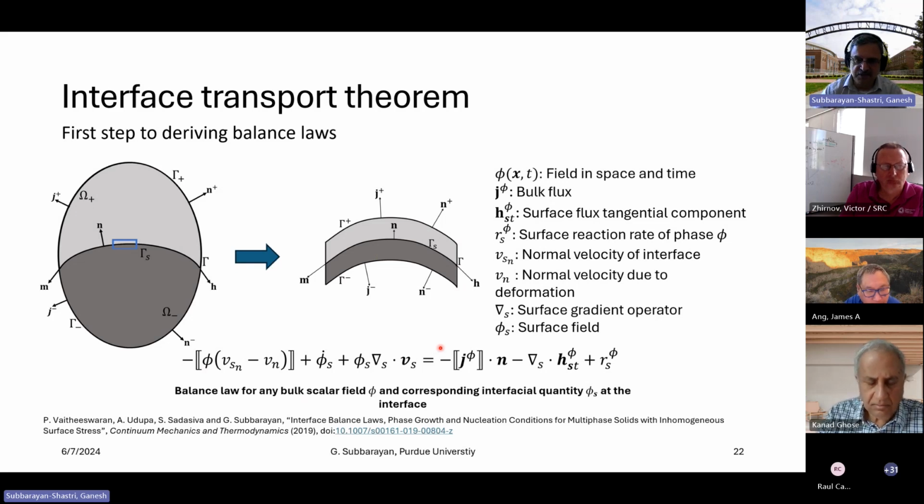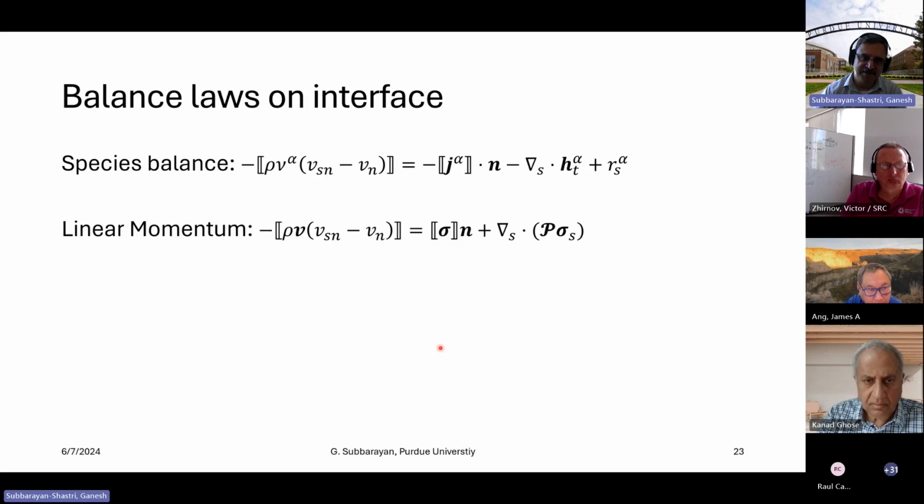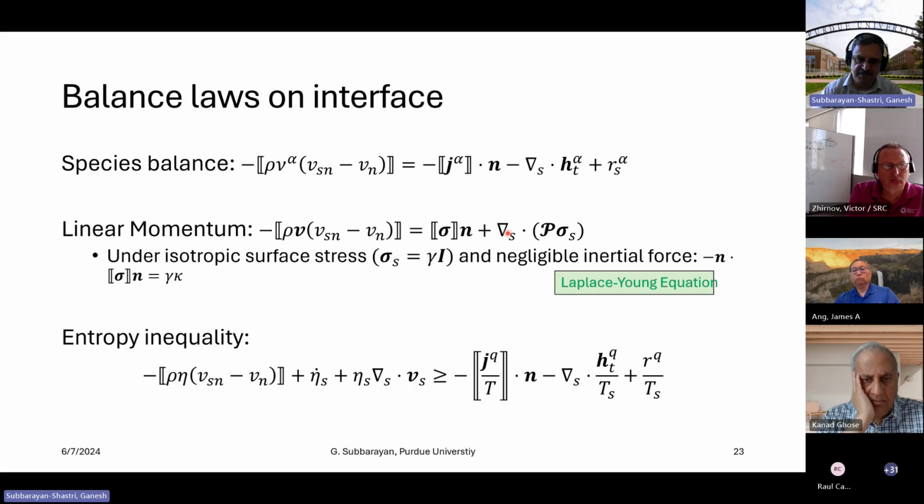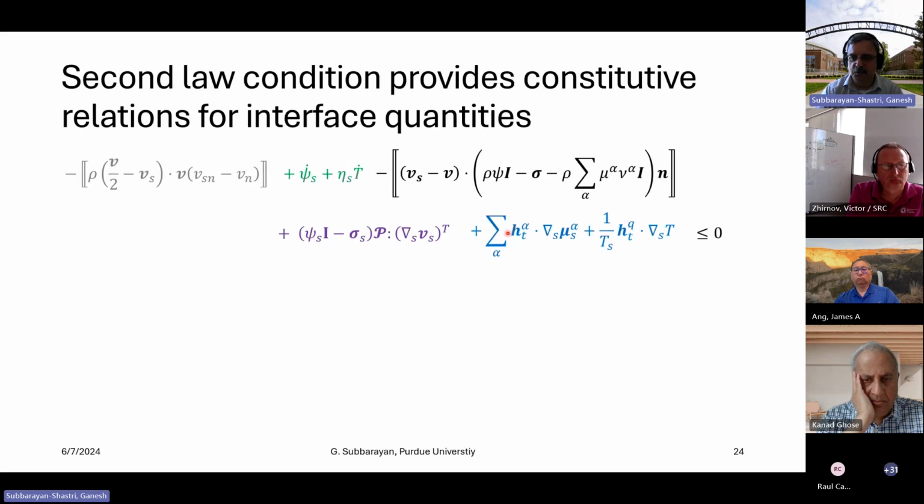And then you can actually use this to derive balance laws on an interface such as species mass balance and momentum balance. And it turns out the momentum balance, the general form is here. But any interface has a surface stress. If the surface stress is isotropic, then you can actually derive back the well-known Laplace-Young equation, and you can get the entropy inequality. I'm going to skip through this somewhat quickly because this is somewhat detailed theory. And you get the second law condition.